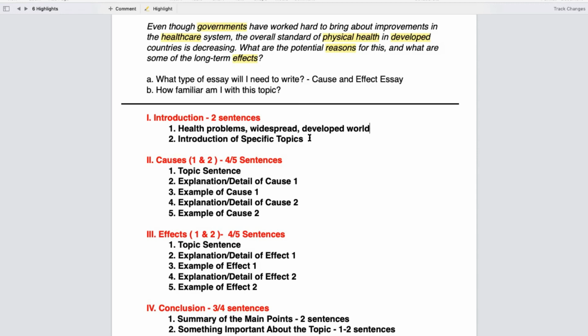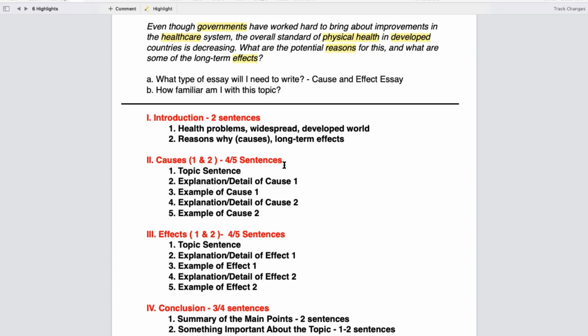And then the introduction of specific topics is the fact that I am going to discuss the reasons why, okay, we can say the causes, and the long-term effects. So this just gives me a plan, and you can write this in your margins of the test booklet, and as you're actually writing out your essay, you can glance at this, okay? You can also make a little X once it's been completed, or you can strike through it when it's been completed, and this just keeps you on track.